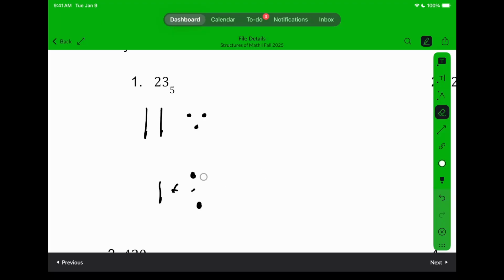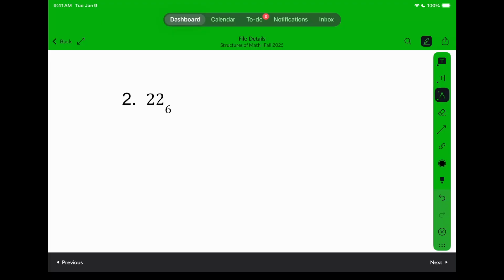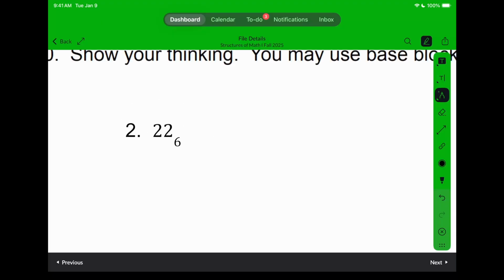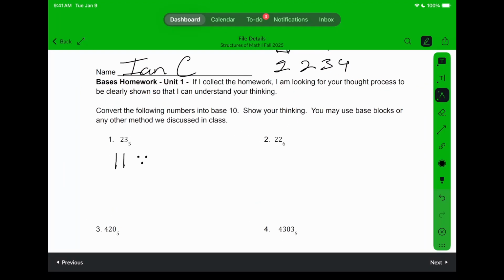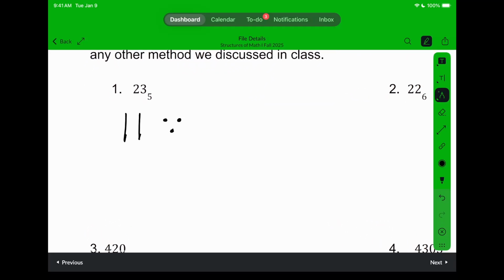If you end up with 5 longs in base 5, that's when you'll get a flat. Because you know how base 10 is 10 of each thing goes to the next. Base 5, it's 5 of each. Or the next one would be base 6. It'd be 6 of each go to the next place value.